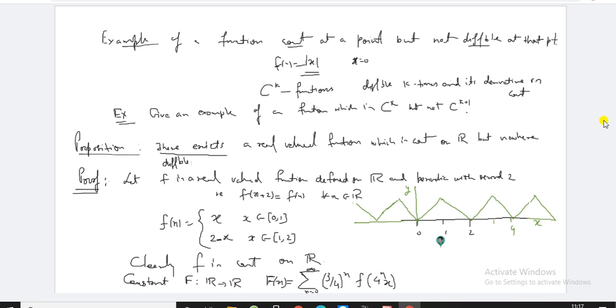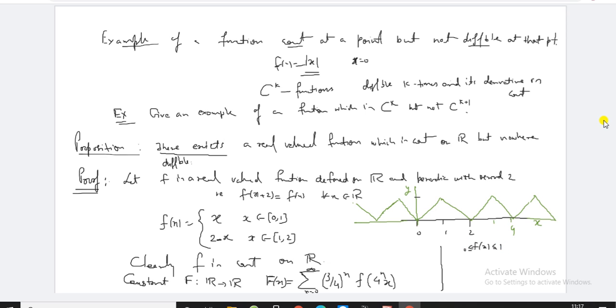It's a very simple application of the Weierstrass M test. We just see each term of the series, because this f is bounded. You see, this small f is a bounded function. It always lies between 0 and 1. So therefore, because this f(x) is bounded, it always lies between 0 and 1.